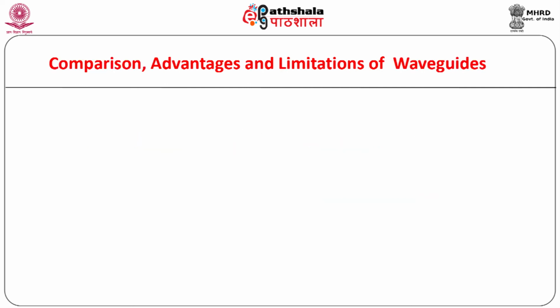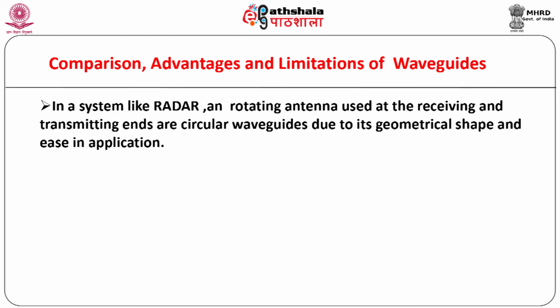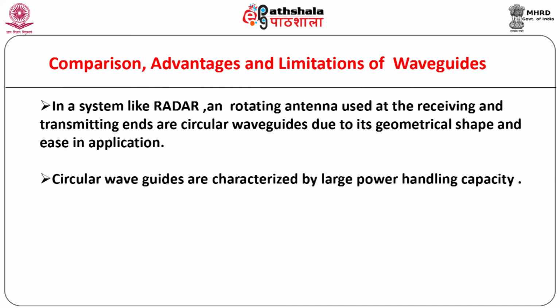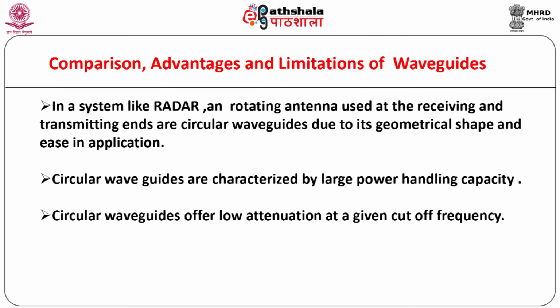One should note some important points of comparison, the advantages and limitations of cylindrical waveguides and rectangular waveguides. In a system like radar, a rotating antenna is used at the receiving and transmitting ends in circular waveguides due to its geometrical shape and ease in application. Circular waveguides are characterized by large power handling capacity. Circular waveguides offer low attenuation at a given cutoff frequency.